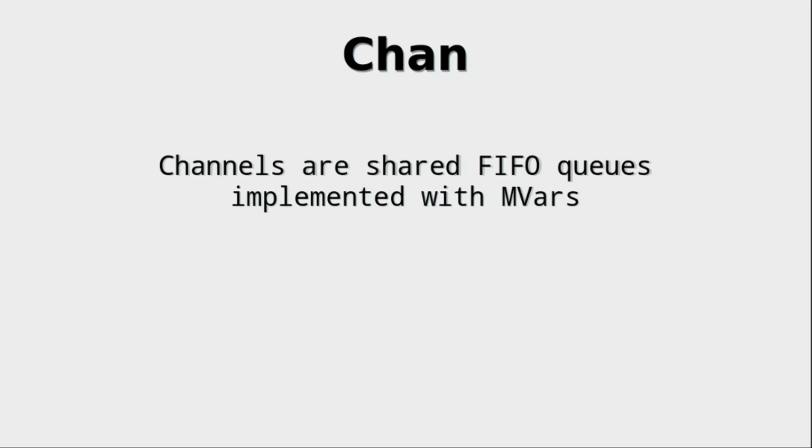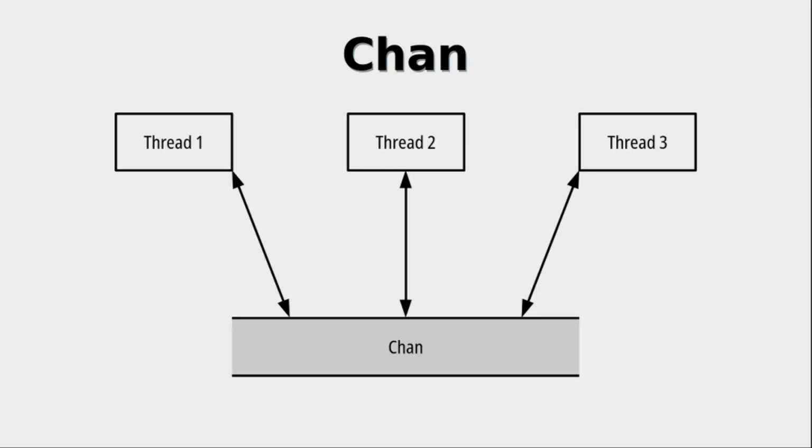Okay, so there is another data type that we can use, which are called channels. Those channels in some way also exist in the language Go, but okay, maybe you know it, maybe you don't. Channels are shared FIFO queues, basically, which are unbounded. So this means that the queue can grow in size indefinitely. They are implemented with MVars, so they have all the properties of MVars. And let's look at an example of how such a channel works.